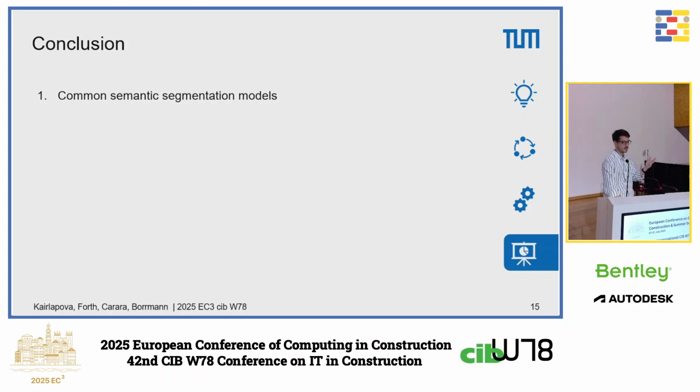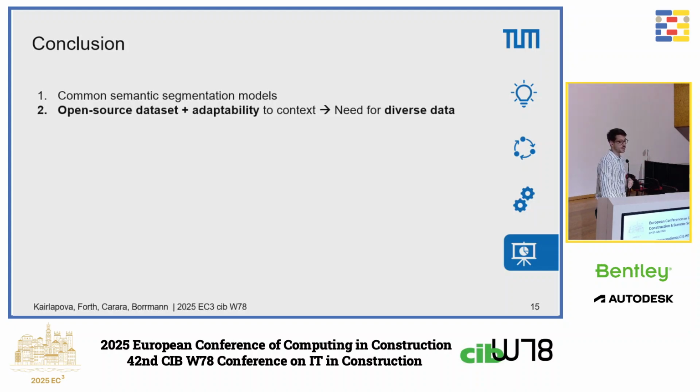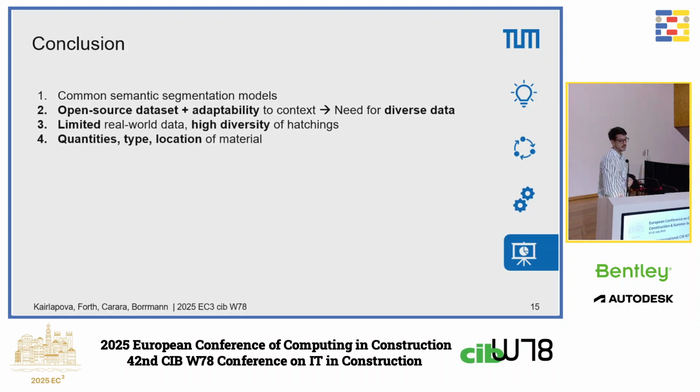it's like a year ago, or 1.5 years ago, what we did. We used back then the most common semantic segmentation models. We published the open source data set. Also for the adaptability to the context, as we said, we differentiated these three data sources. But there's also a big need for more diverse data, because some of the material classes are underrepresented. We limited ourselves to real-world data. There's a high diversity in the hatchings depending on the data source.